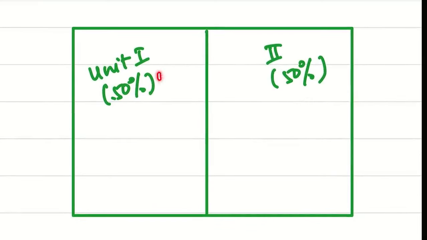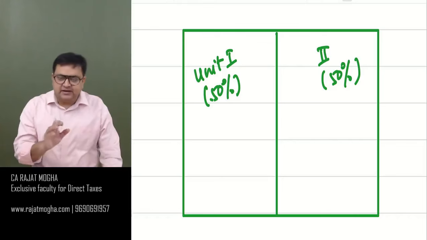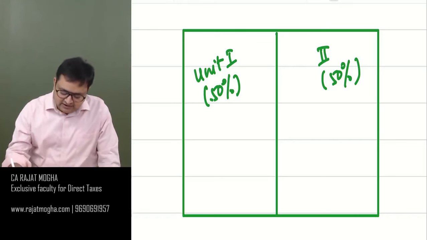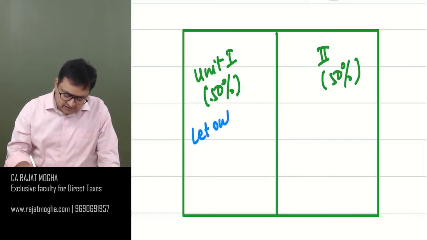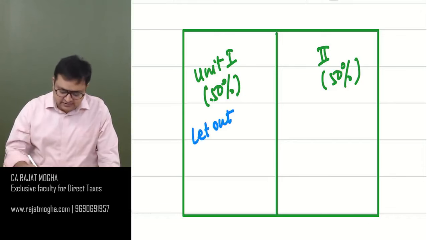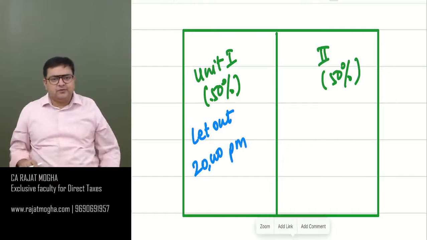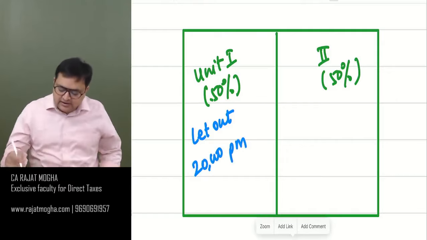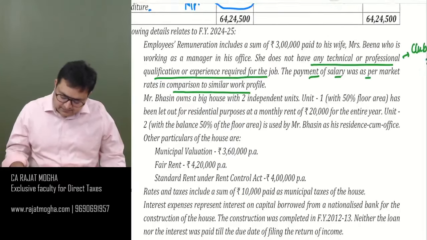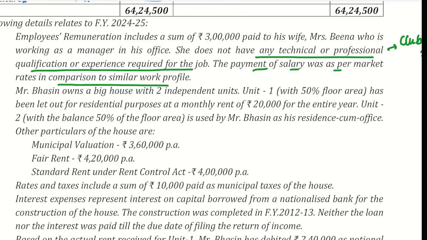This unit 1, which is for 50% area, is a let out property, and for the entire year the rent is 20,000 per month. House property income, no issues. House property income is related to this. Now let us see what is the remaining. Unit 1, we don't have any issues.